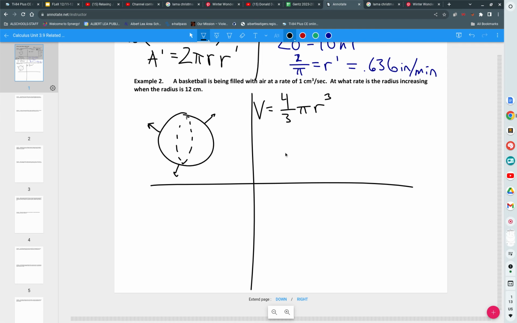What are some things that I know? What in the problem am I given? Radius is 12. V prime is 1. What am I trying to find? Trying to find r prime. Why is it volume? Because it's a basketball. It's a 3D object, not a 2D object.